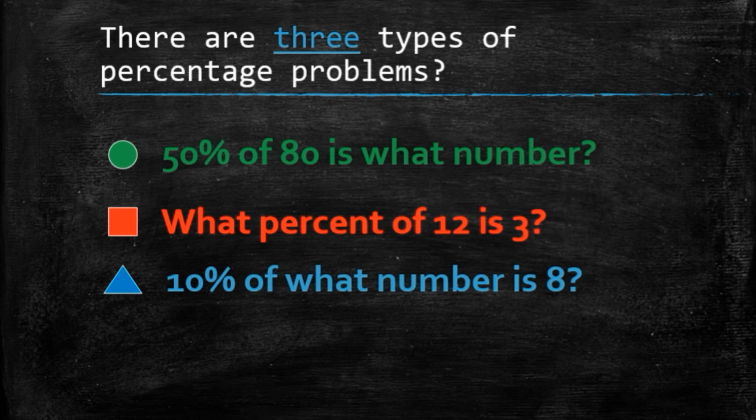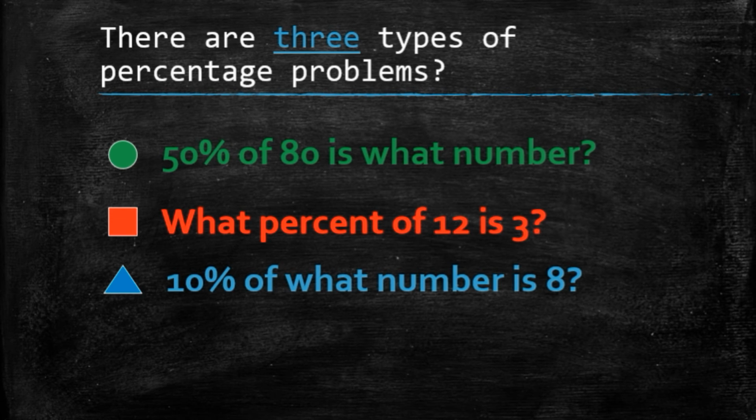First, 50% of 80 is what number? So you're going to have to solve that for what number. So you'll be provided with a percentage, and the 80 would be the whole or the of portion of the proportion. And then you may be required to solve what percent of 12 is 3.